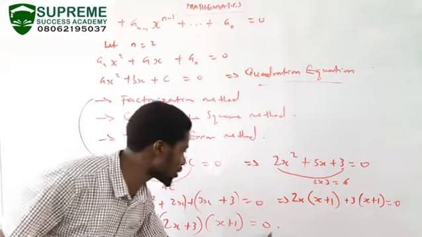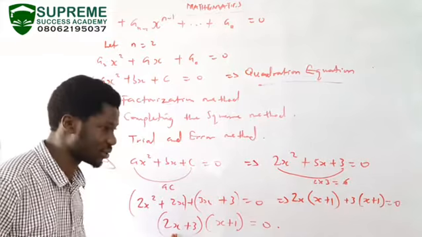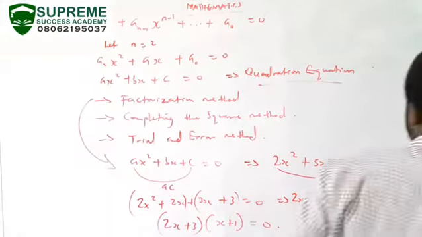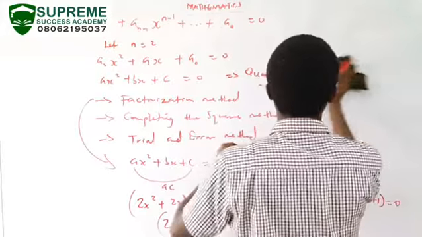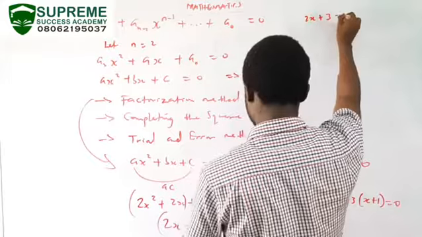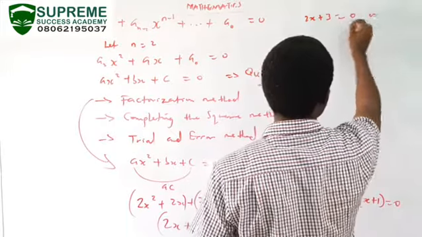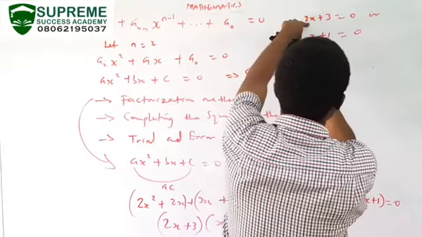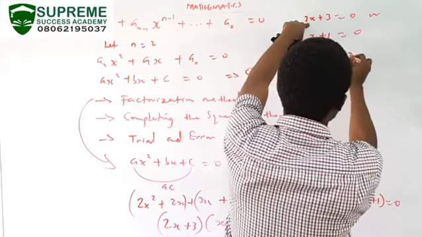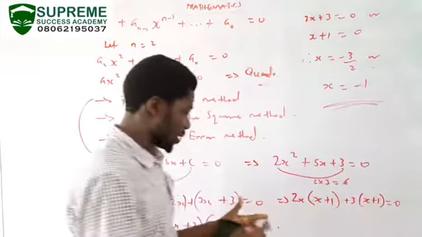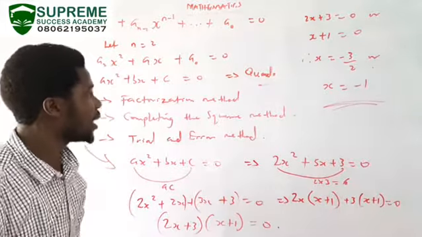But because this equation equals 0, you have to find x. So what do you do in that case? Then let me clean one side of this. Let's use this place. So we can say that 2x plus 3 equals 0, or x plus 1 equals 0. So from here you can have what? x will equal to what? Minus 3 over 2, or x equals what? Minus 1.